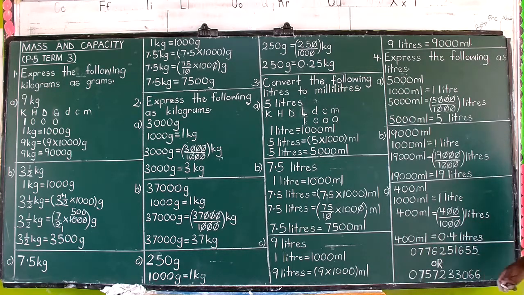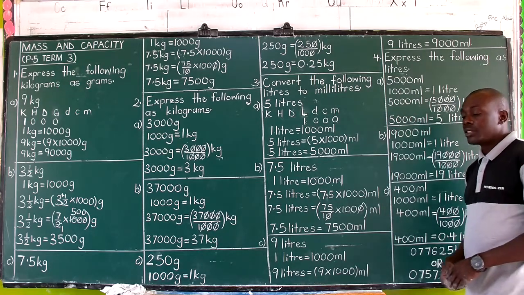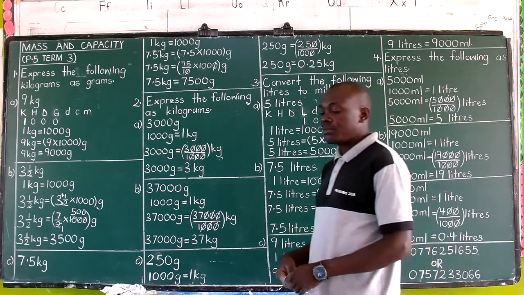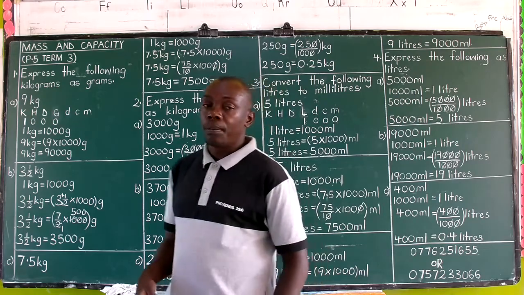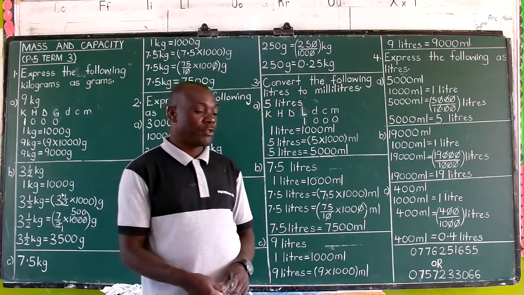So 400 milliliters are equal to 4 out of 10 liters, equal to 0.4 liters. You can reduce further and get 2 out of 5 liters, but 0.4 liters works better. So it's going to be that fraction, decimal fraction, or a common or proper or vulgar simple fraction.